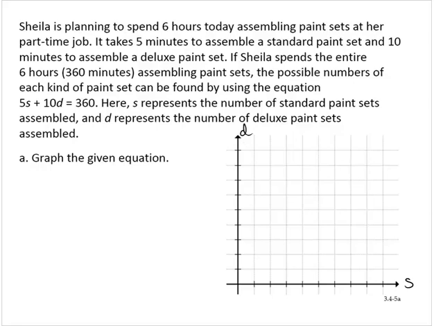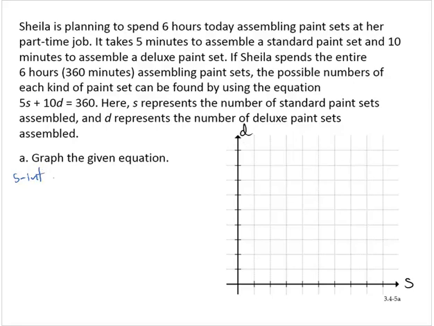Here, s represents the number of standard paint sets assembled, and d represents the number of deluxe paint sets assembled. We're asked to graph the given equation. So I'm going to graph this by using the intercepts. So let's find the s-intercept.